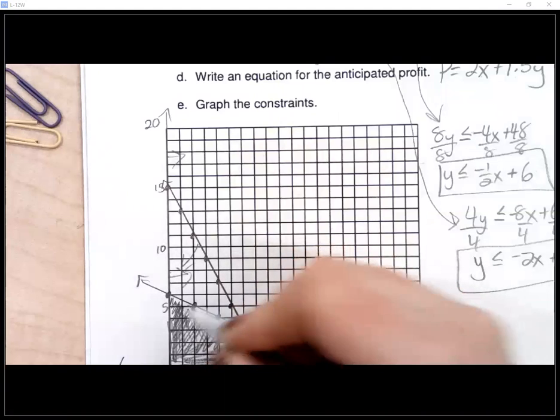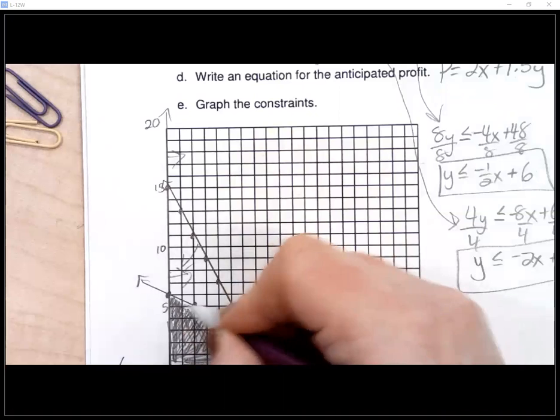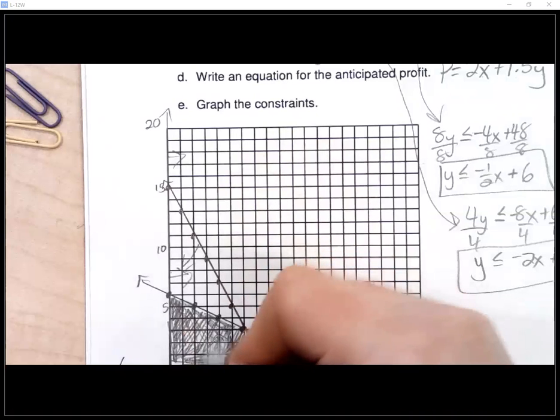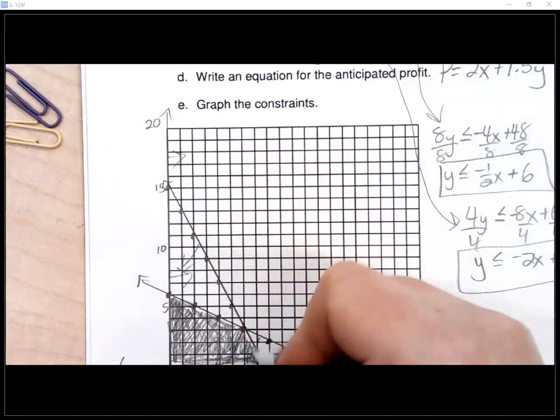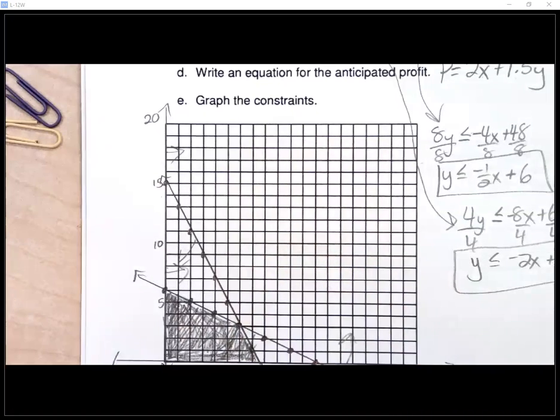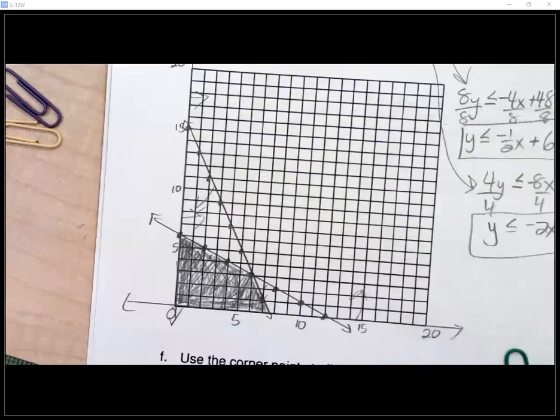And there we have it. So this shows me all of the different possibilities of jackets and pants that I could have made given the constraints that I'm dealing with. Those are all the combinations. Yes, Jack.